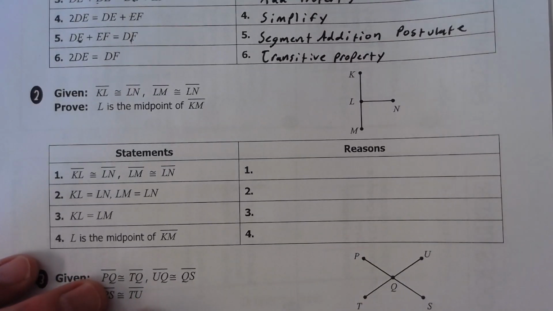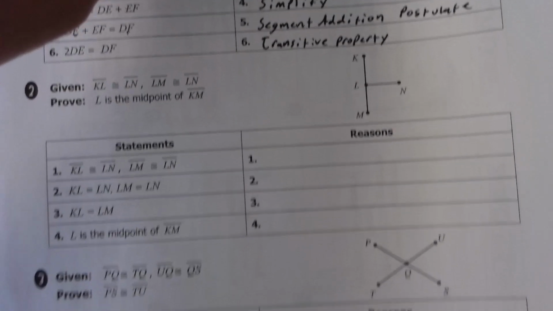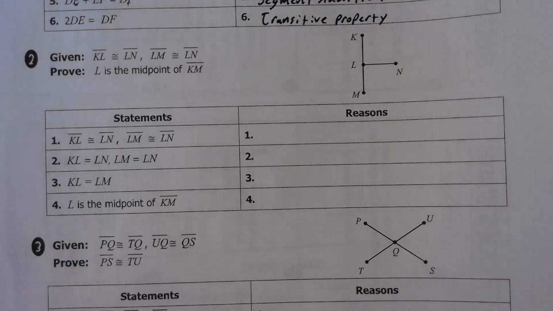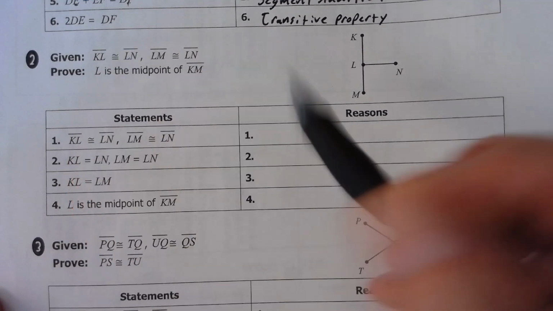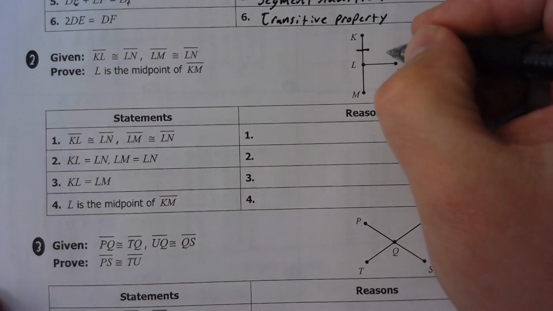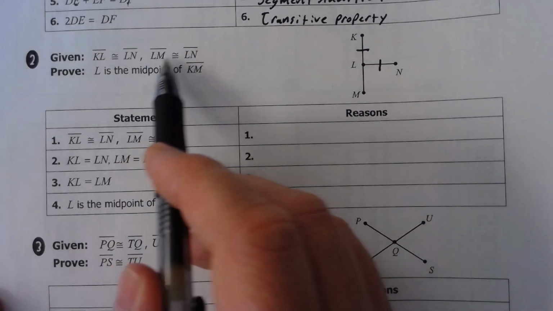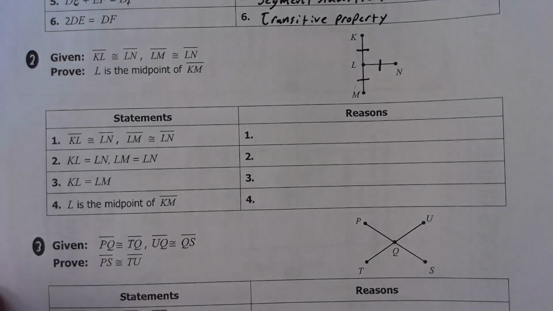And I know that's kind of quick. You don't have a whole lot of opportunity to ask me any questions through this format, but we'll do the best that we can with it. All right, so KL is congruent to LN. So KL and LN are congruent. And LM is congruent to LN. So look at that. All three of these lines are the same measure.